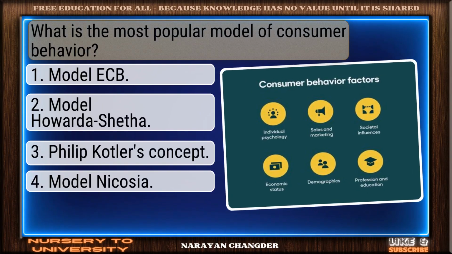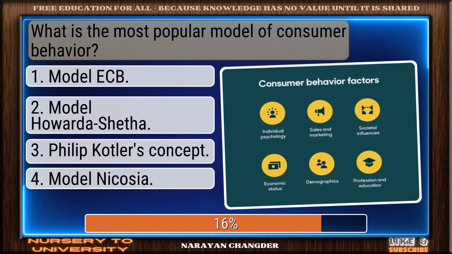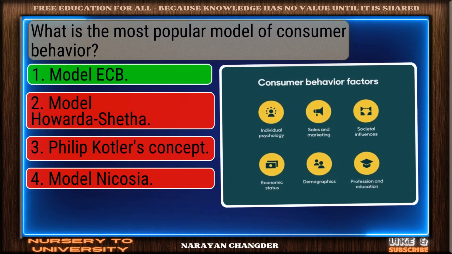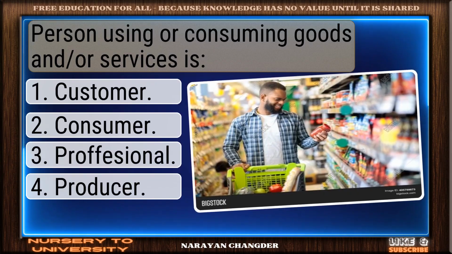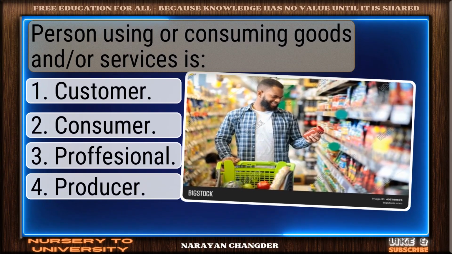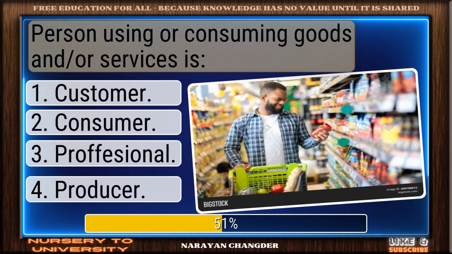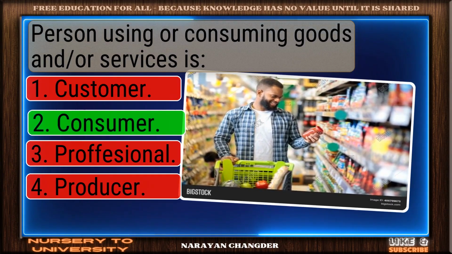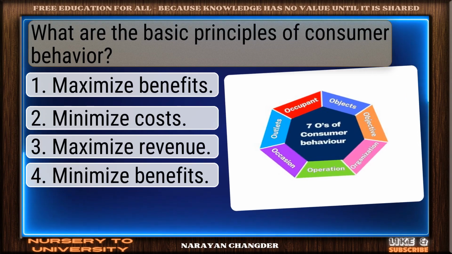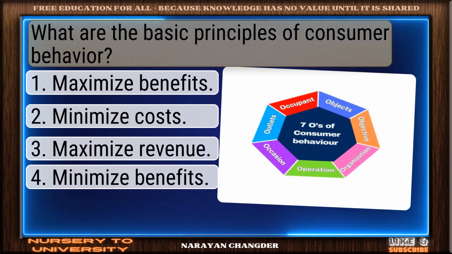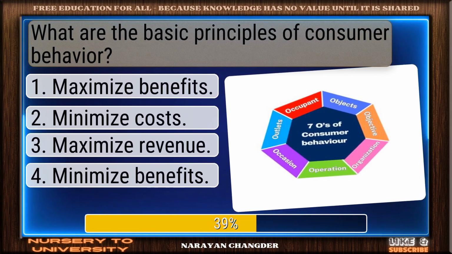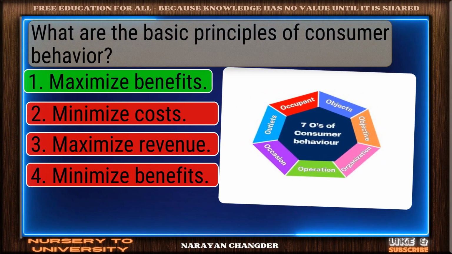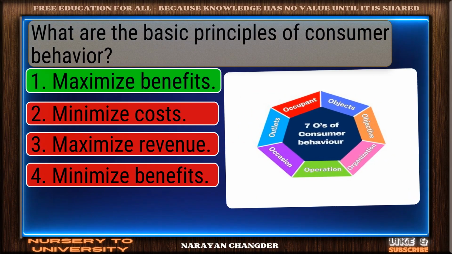What is the most popular model of consumer behavior? Good thinking. Model ECB is the right answer. Person using or consuming goods and/or services is. You got it? Your choice consumer is right. What are the basic principles of consumer behavior? Great job. Maximize benefits is the accurate answer.